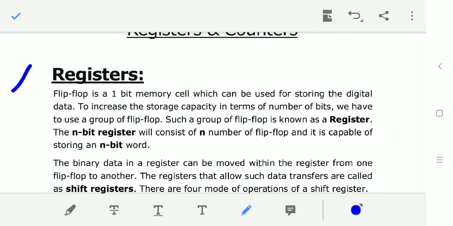A flip-flop is a 1-bit memory cell which can be used for storing digital data. To increase the storage capacity in terms of the number of bits, we have to use a group of flip-flops. Such a group of flip-flops is known as a register. An n-bit register will consist of n flip-flops, and it is capable of storing an n-bit word.